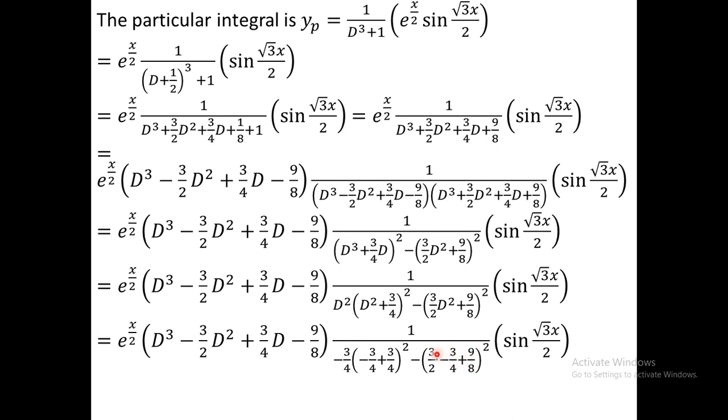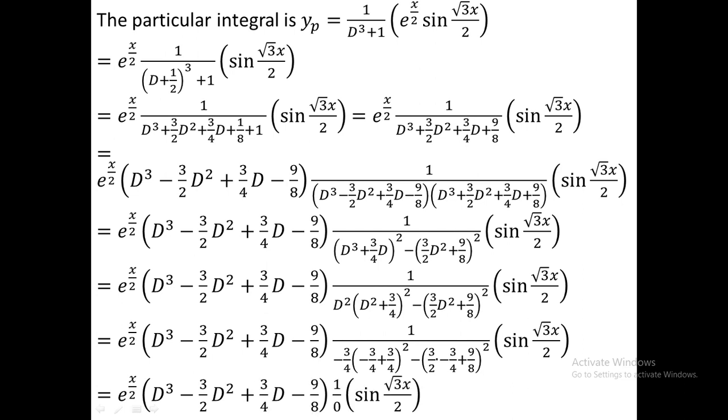Here 3 3 9, 4 into 2 8, therefore 9 by 8. Here this is a minus sign, therefore minus 9 by 8, minus 9 by 8 plus 9 by 8. This is 0 and this is 0, therefore 1 by 0. Therefore this formula cannot be used for that particular problem, because here in the numerator the result is 0. So we cannot calculate the particular integral by that approach.